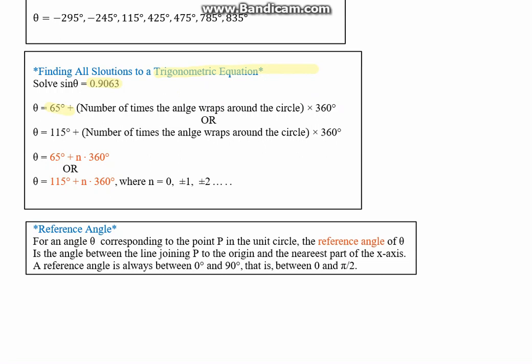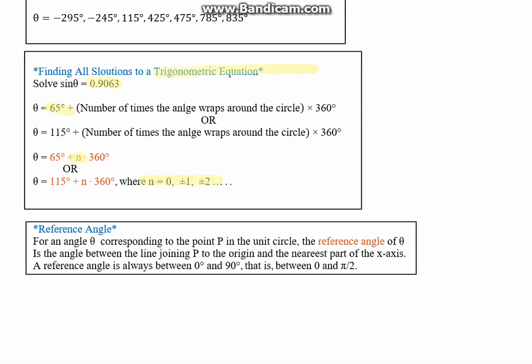Okay, so if theta is 115 degrees, same thing: the number of times the angle wraps around the circle times 360 degrees. So theta is 65 degrees plus n times 360 degrees, where n is the number of times the angle wraps around the circle, or 115 plus n times 360 degrees, where, this is important, n equals 0, -1, -2. So n can be negative. It just means that it's going to wrap around the circle in the opposite direction and not the positive direction.